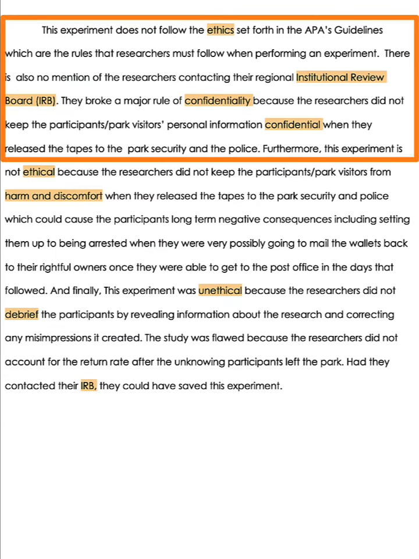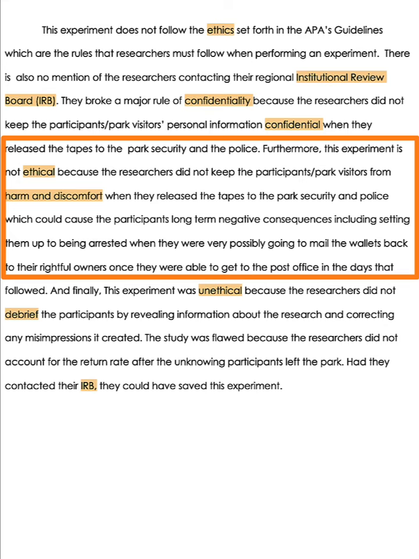When it comes to ethics, this experiment does not follow the ethics set forth in the APA, or American Psychological Association's guidelines, which are the rules that researchers must follow when performing an experiment. There is also no mention of the researchers contacting their regional institutional review boards, IRBs. They broke a major rule of confidentiality because the researchers did not keep the participants' or the park visitors' personal information confidential when they released the tapes to the park security and the police department.